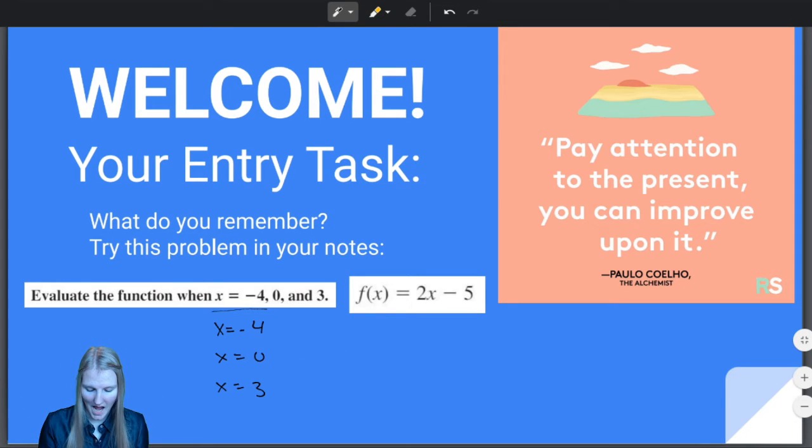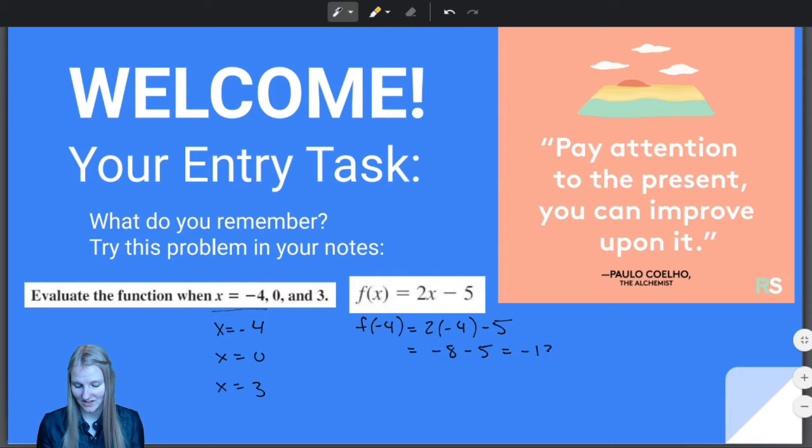So f of -4, let's do that one first. So we have 2 times -4 minus 5. 2 times -4 is -8. Minus 5 is -13. And there we go. f of -4 is -13.